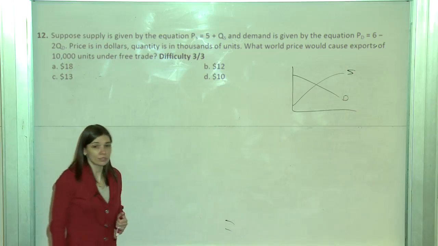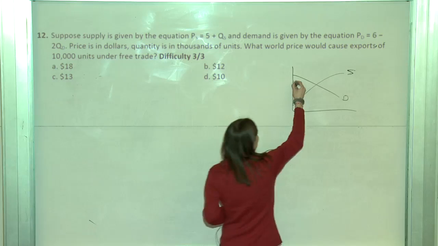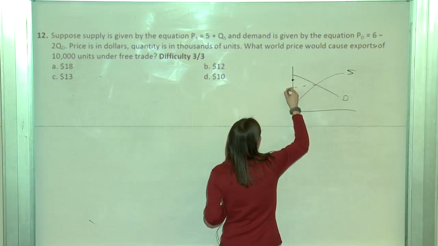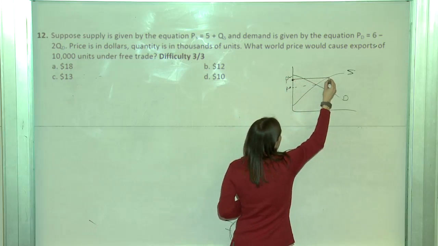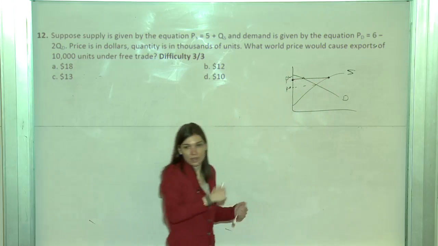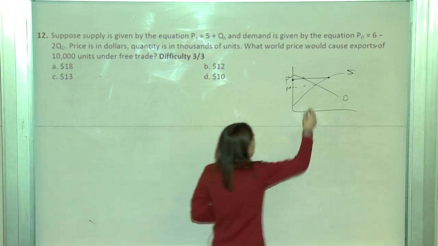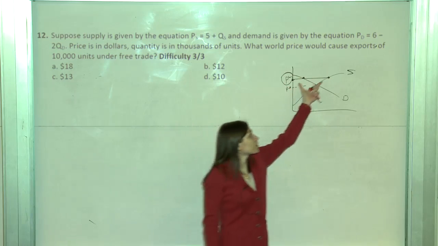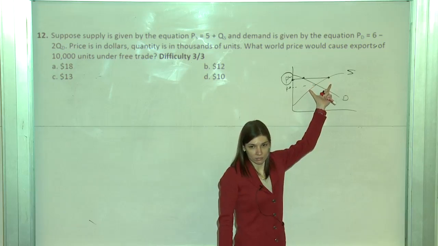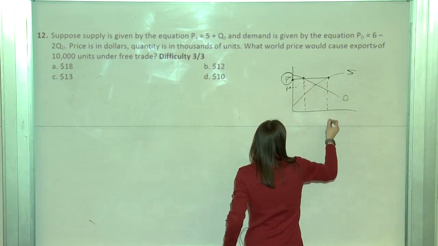When will we have exports? When the world price is above or below the domestic? Above. Okay, so we'll be somewhere here above the domestic equilibrium. To have exports, that means that quantity supplied is higher than quantity demanded, and that happens at a higher price. Well, we are after the price that makes this difference in quantities 10,000. Right? That's what we need to find out.